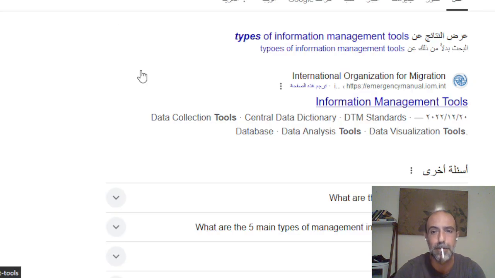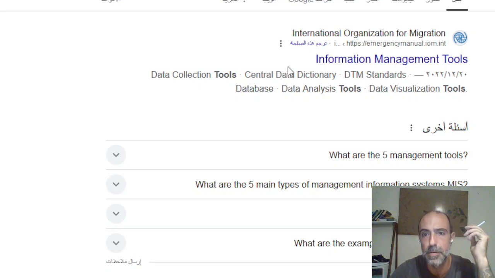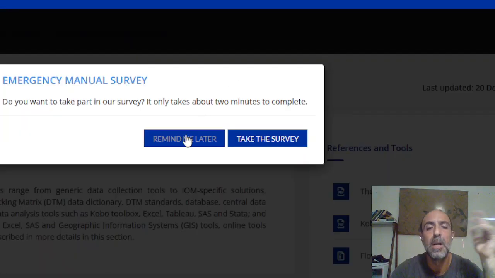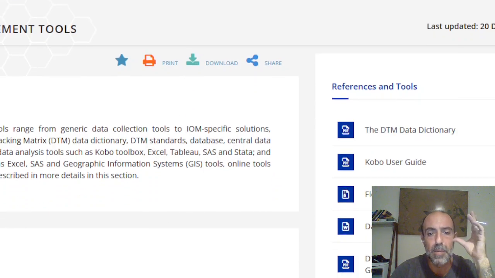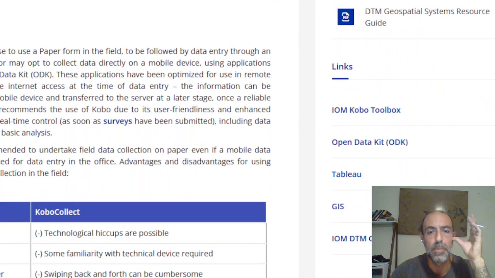If you can't see what I'm doing, I'm Googling types of information management tools. I don't know why this is in Arabic. It's fine though. Here we are. Remind me later. Can you guys see? You can't. Why though? All right, never mind.